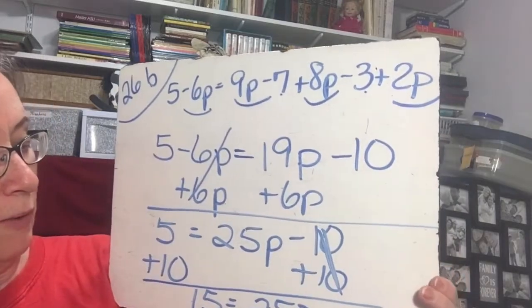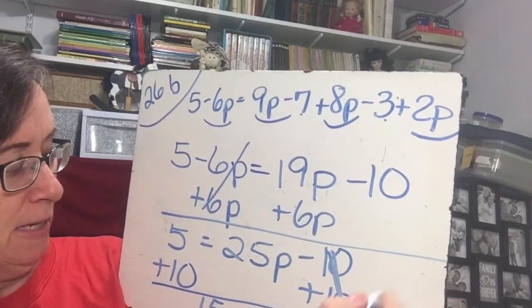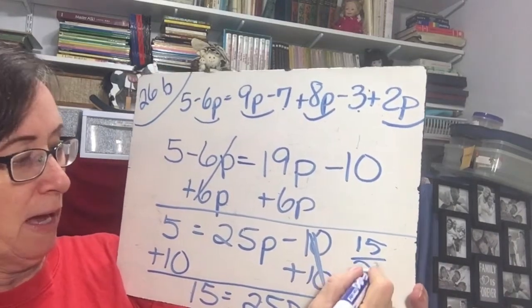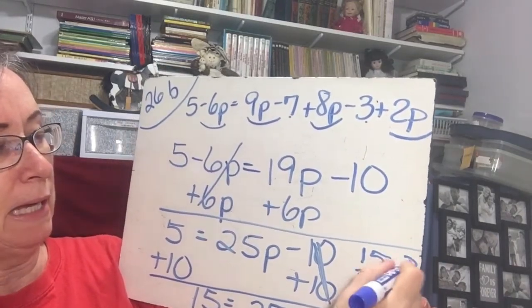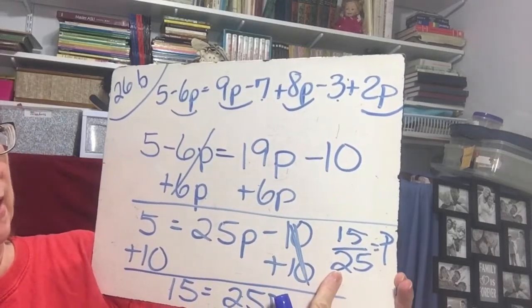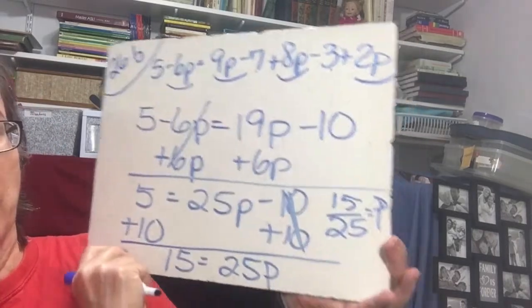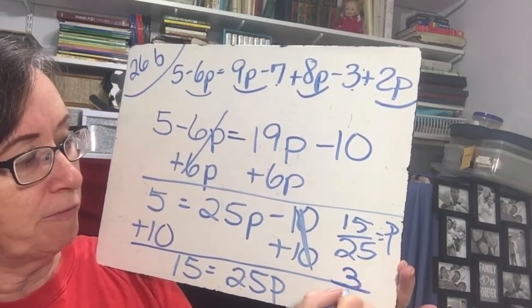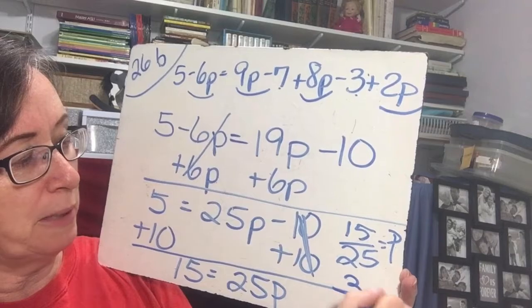So now we're going to divide both sides by 25. And we're going to get 15 over 25 equals p, but you know that's not simplified, is it? We can divide the top and the bottom by 5, and we're going to get 3/5 equals p.